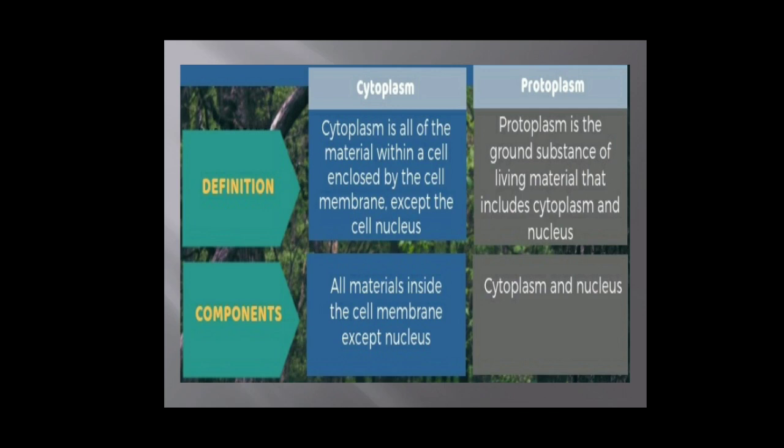Here you can see the major difference between protoplasm and cytoplasm. Protoplasm is the ground substance of living material which includes both the cytoplasm and nucleus. But cytoplasm is the fluid which is present inside the cell only. Coming to the components, protoplasm contains both cytoplasm and nucleus, and the cytoplasm contains only the materials which are inside the cell membrane except the nucleus. So this is the difference between cytoplasm and protoplasm.